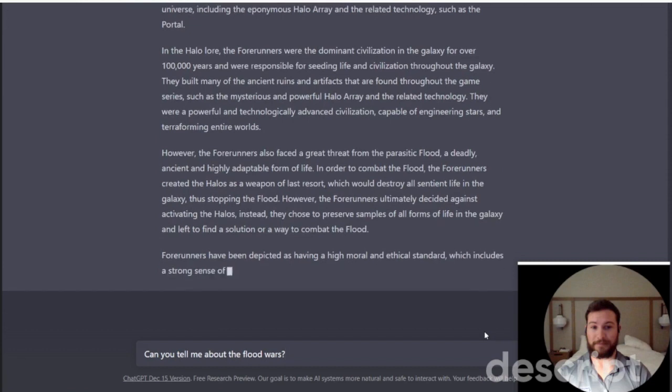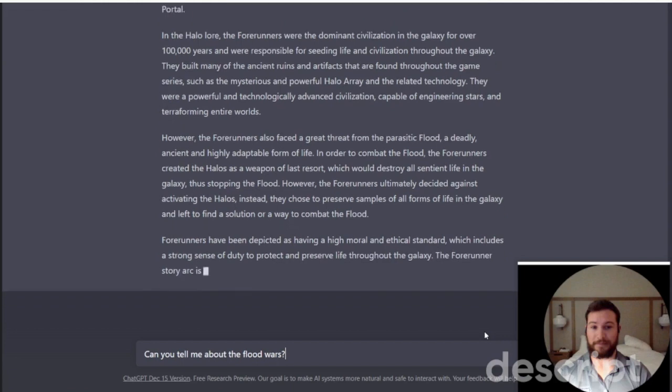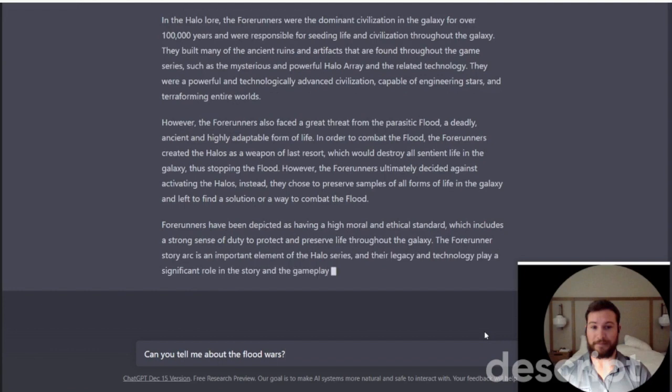Forerunners have been depicted as having a high moral and ethical standard, which includes a strong sense of duty to protect and preserve life throughout the galaxy. The Forerunner story arc is an important element of the Halo series, and their legacy and technology play a significant role in the story and the gameplay.